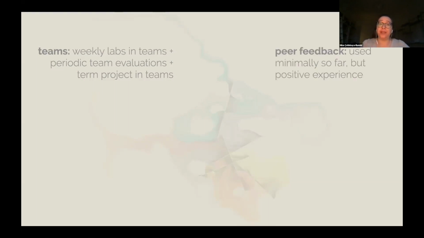Another thing is peer feedback. This is different from evaluating your teammate to say, have they been contributing or not? This is more about actually using students to give feedback on each other's written work. So far I've used this minimally, but the experience has been very positive. We've used peer feedback at the project proposal stage, where teams have written project proposals and other teams have given feedback to them.